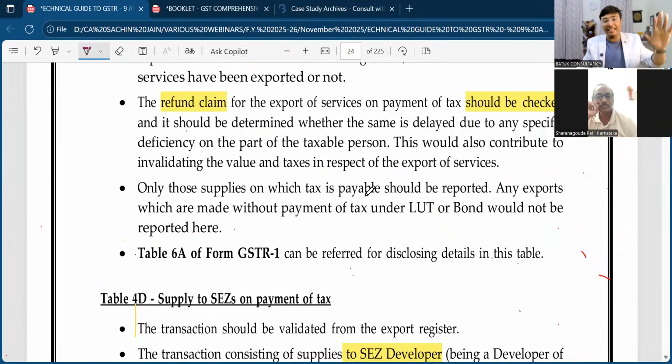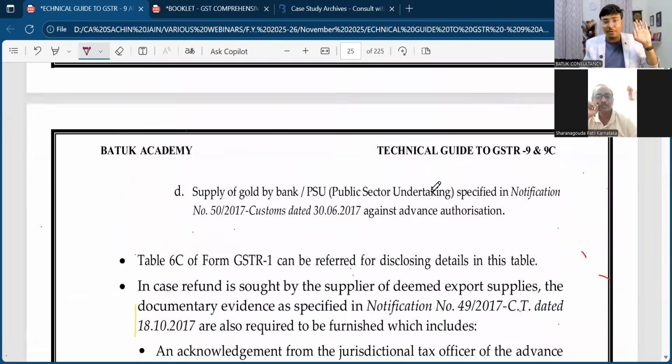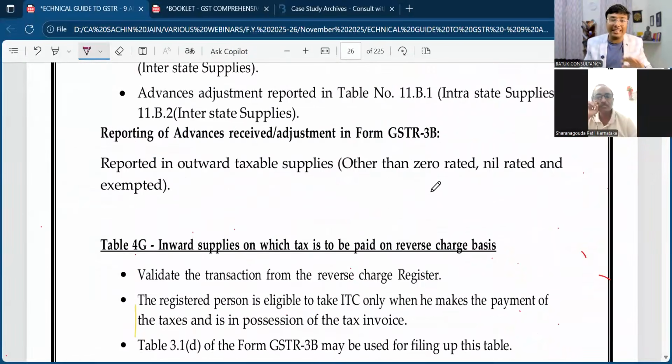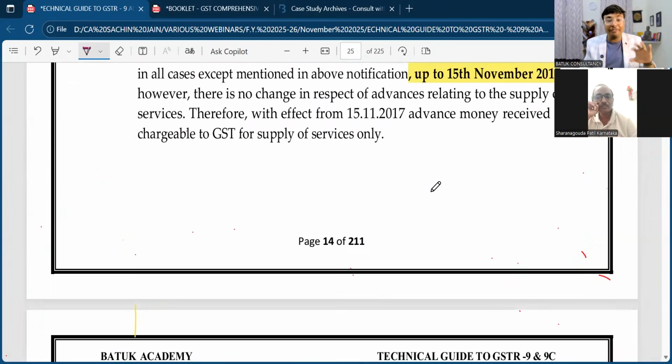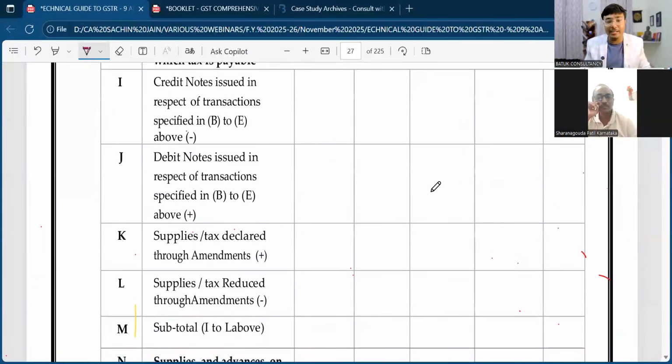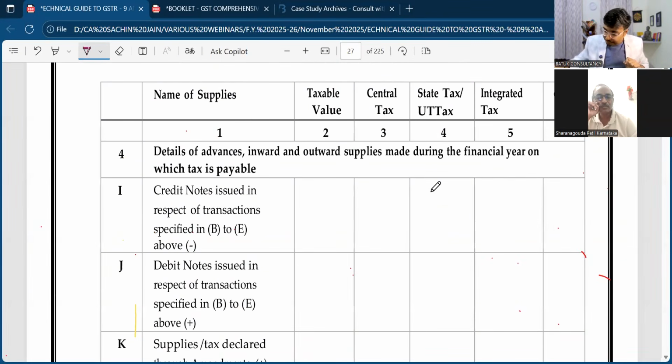Okay, if you want the technical analysis of GSTR-9, you can take this book. This is completely based on a technical approach. Multiple circulars, notifications and references have already been covered in this particular book. Okay, so second, sir, we have already reported the sales.